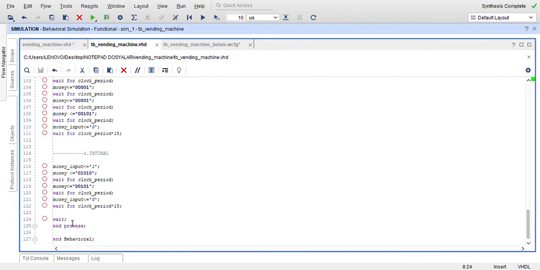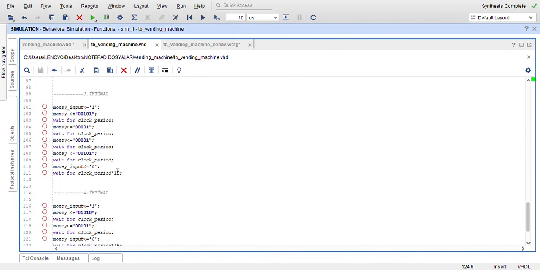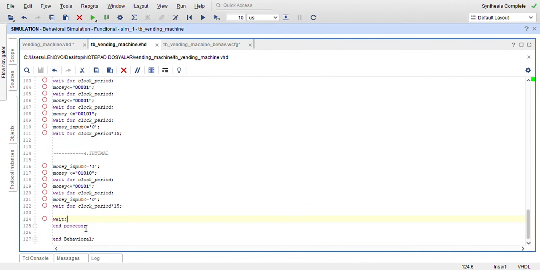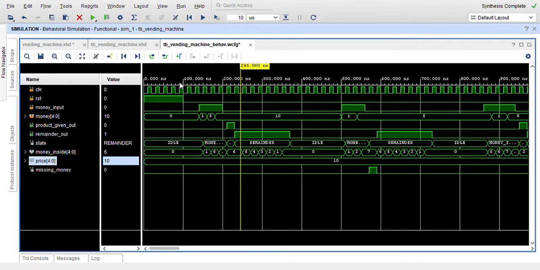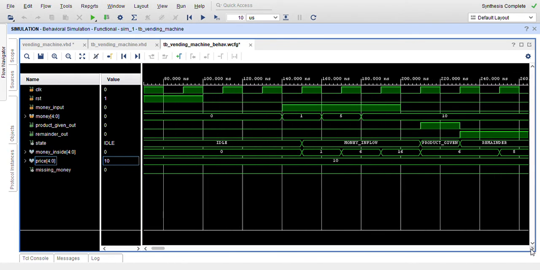We have to put a wait because this is an empty process. Then we have to finish the process and architecture. This is our third step. Simulate it. To see it better, I'm going to make it bigger.